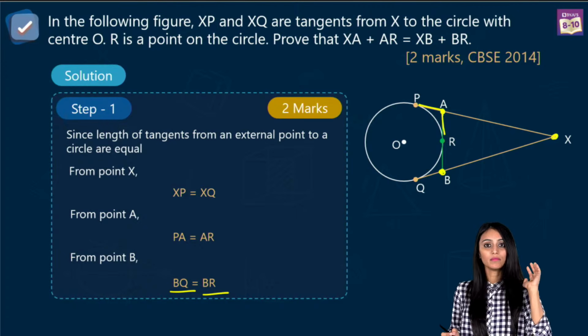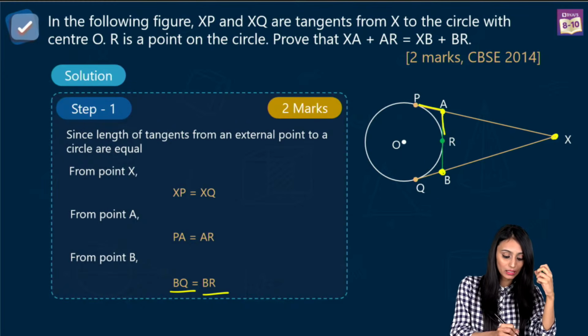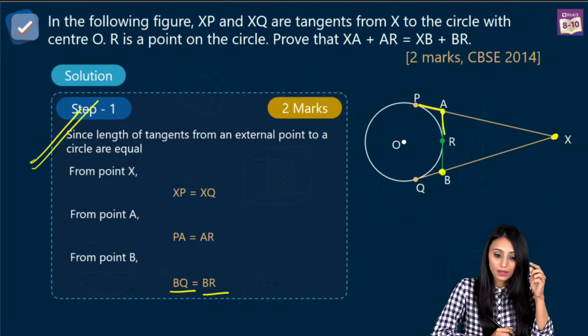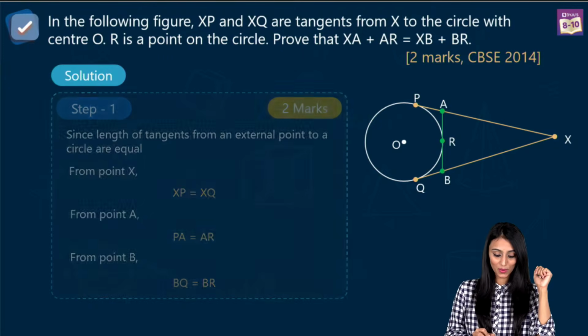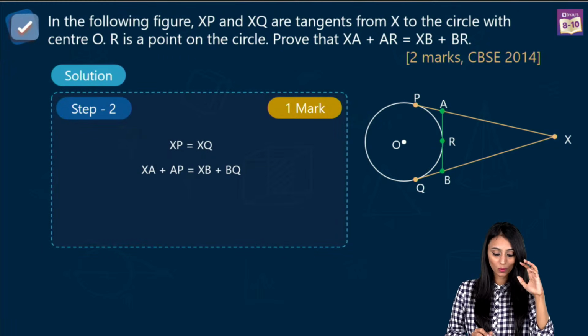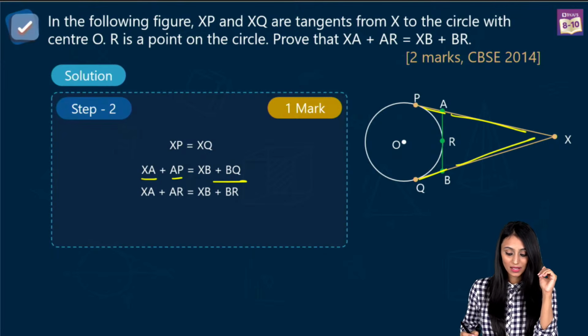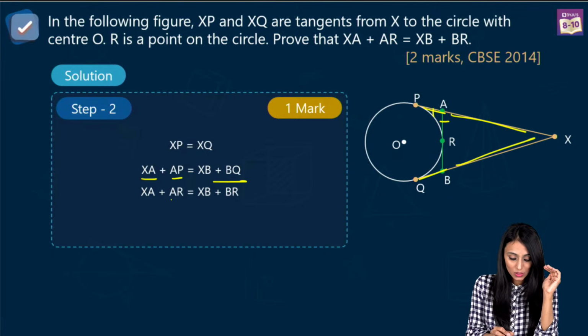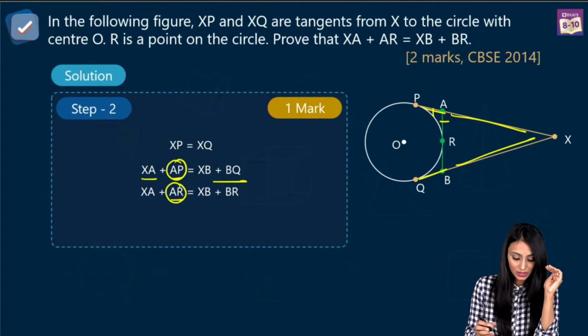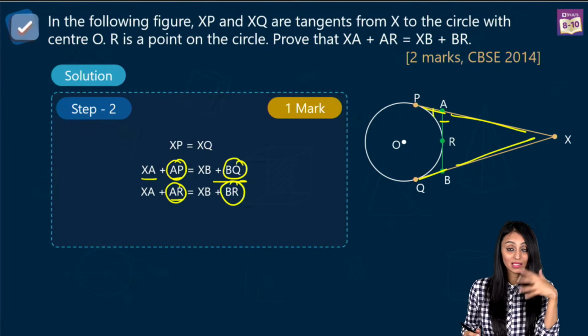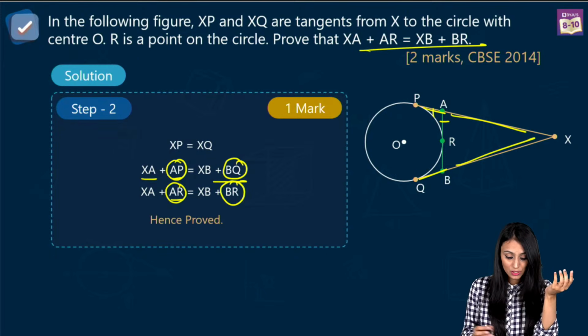See, when it comes to geometry, make it a point that whatever you are writing, you have to give the reason for that. Reasoning is important. Alright. So, XP is equal to XQ. We know that. I can write this XP as XA plus AP, and this XQ as XB plus BQ. Right? So, what is AP? AP and AR are already equal. So, I'll replace this AP with AR, you can see here. Right? And this BQ over here with BR. Deliberately we are doing it because we need to land up at this result. So, this is what we were supposed to prove.